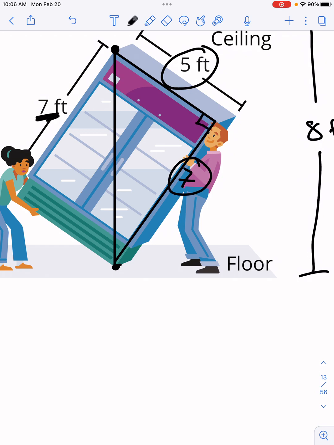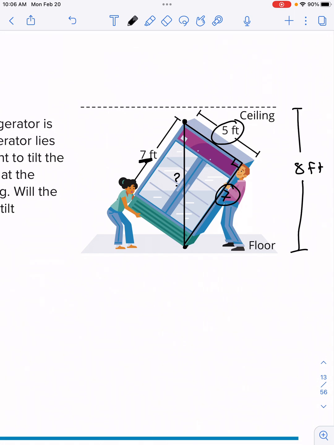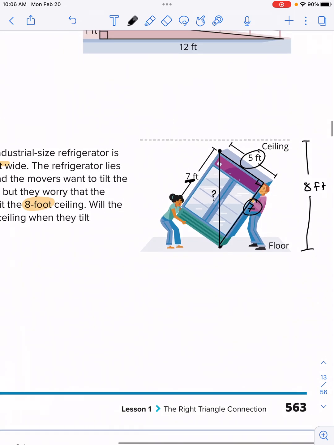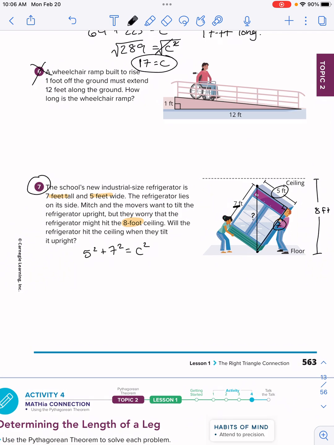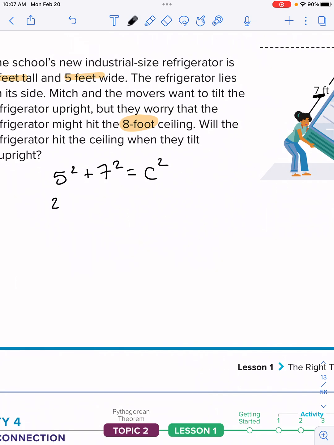This is a right angle. We want to figure out if this is less than or greater than 8 feet. So we're going to use 5 and 7 for the legs of our right triangle. So we're going to have 5 squared plus 7 squared is equal to c squared. We're still going to have 25. 7 squared is 49. This is equal to c squared.